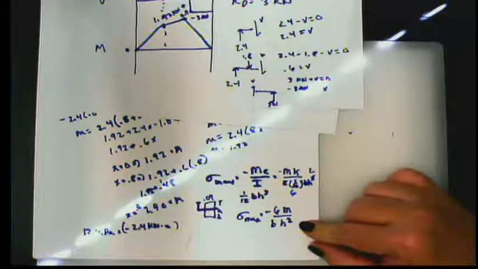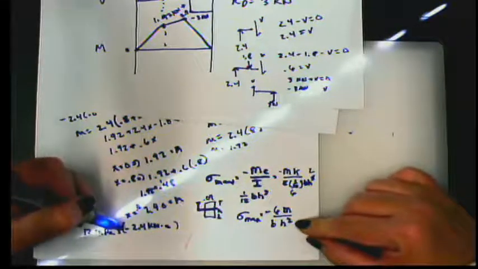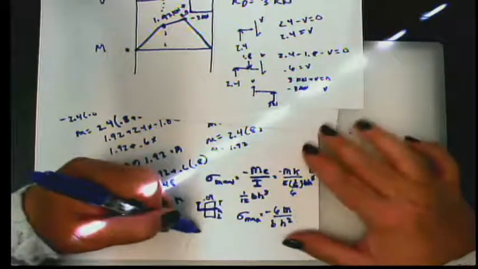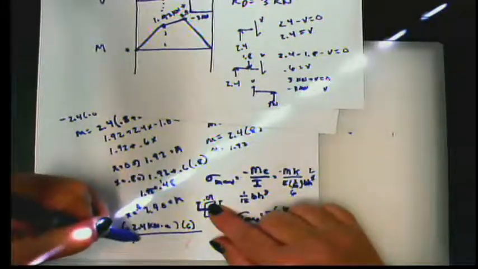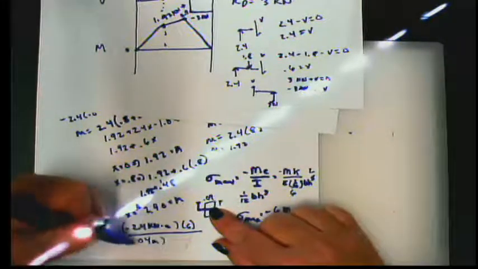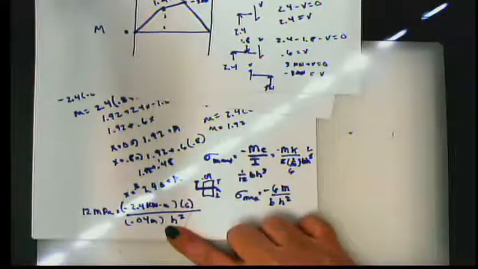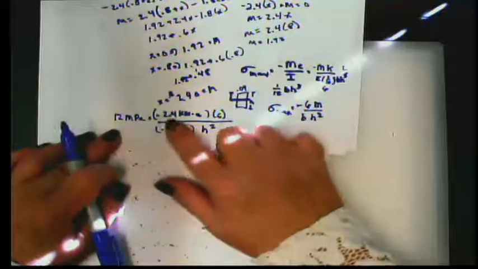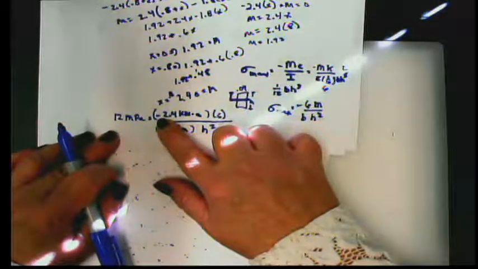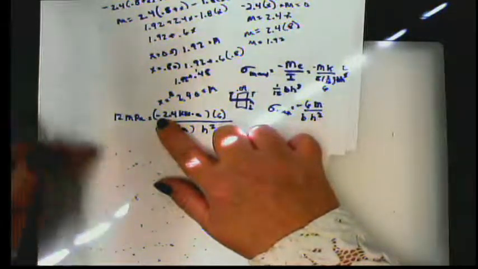Okay. So we have this times 6 over the base, which is 0.04 meters, times the height squared. Now the next question is, does it matter if this is a negative? It really doesn't, does it? Because we're going from either the top or the bottom. And since it's a rectangle, that distance is exactly the same.